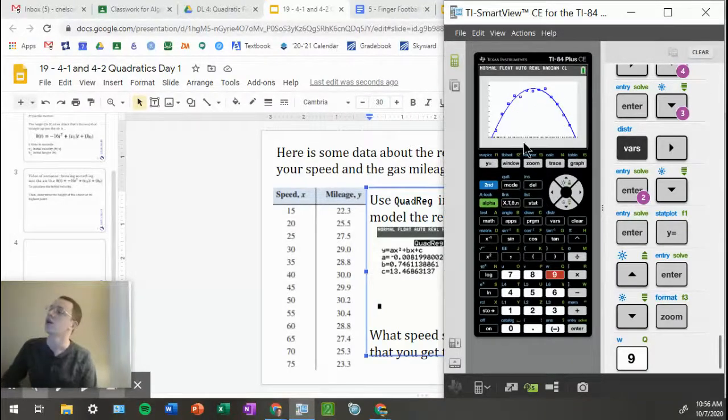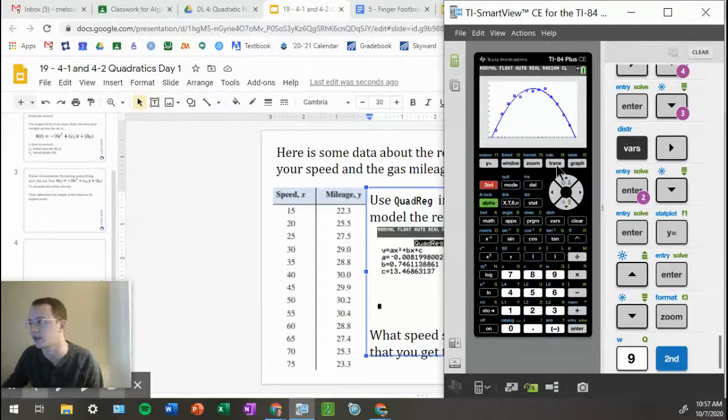So I guess I would like to know what the best mileage is. And because the mileage is the Y value, I need to know what the best Y value I can get is, the greatest Y value I can get. I also want to know what speed I'm going at to get that value. So to figure out what that is, I need to figure out what this point right here is, and that point is the vertex. So we actually know how to do this.